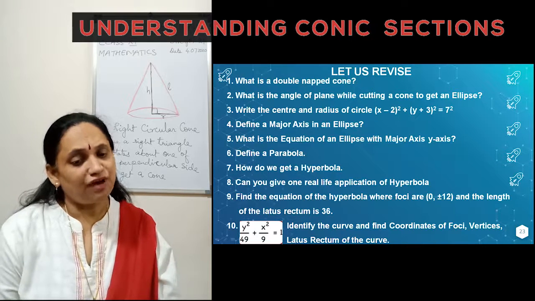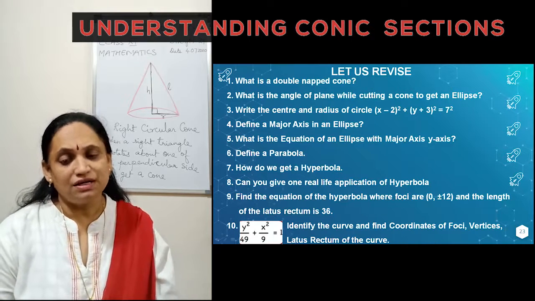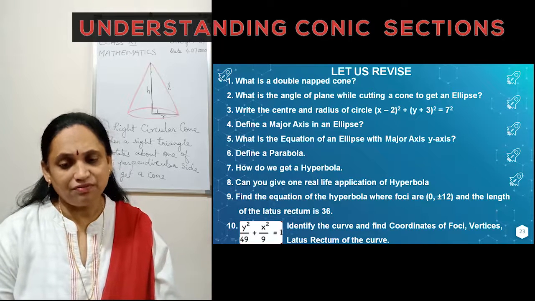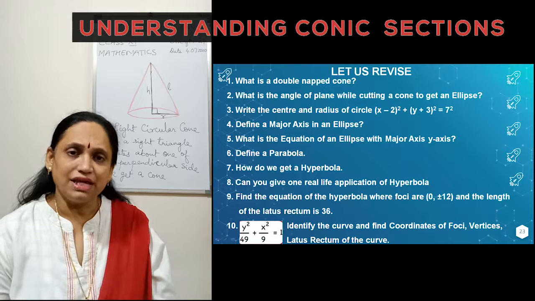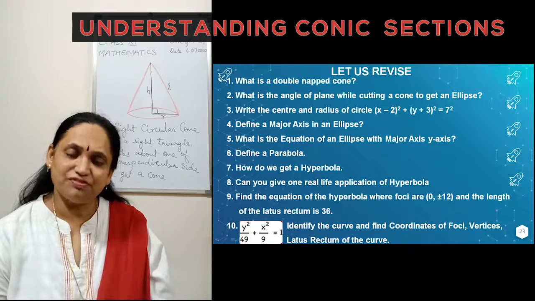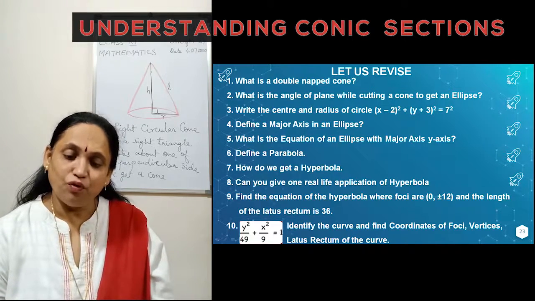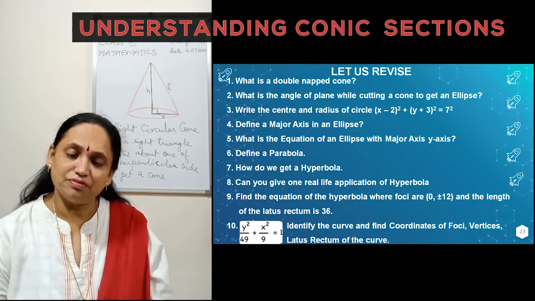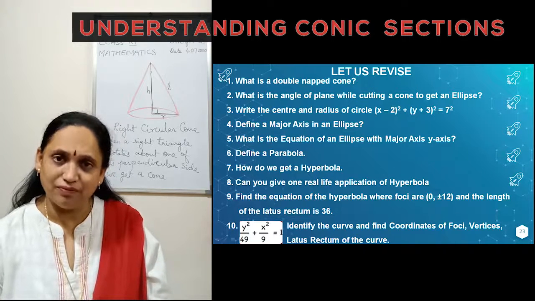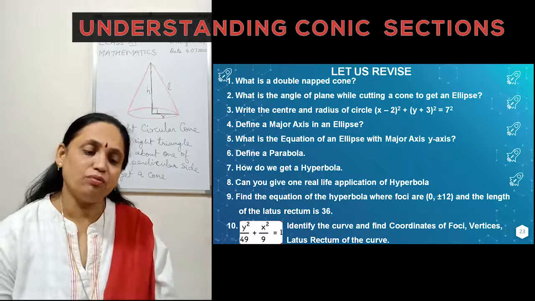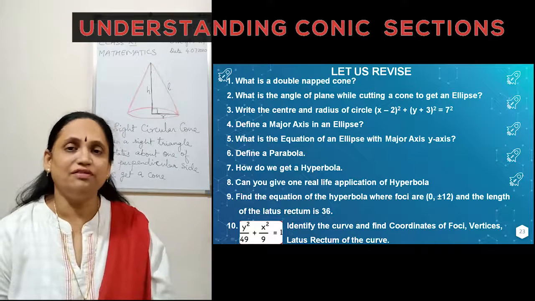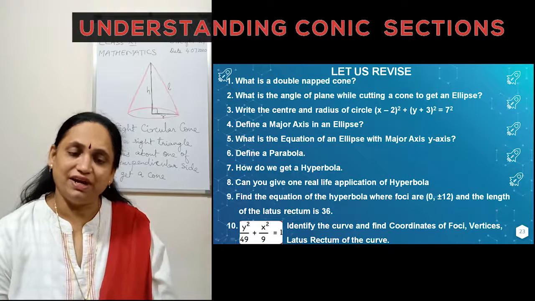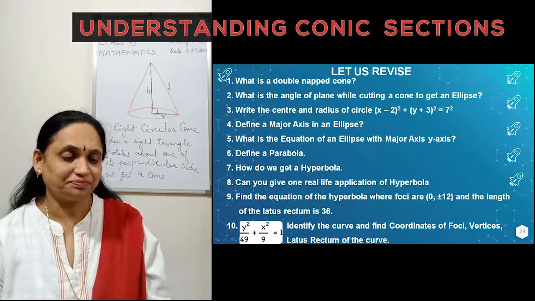Find the equation of hyperbola where foci are 0, plus or minus 12 and the length of the latus rectum is 36. This needs a little bit of calculation. The foci coordinates are 0, plus or minus 12. So c is 12 and 2b square upon a is 36. You can solve these two and find out a and b and find the equation of the hyperbola.